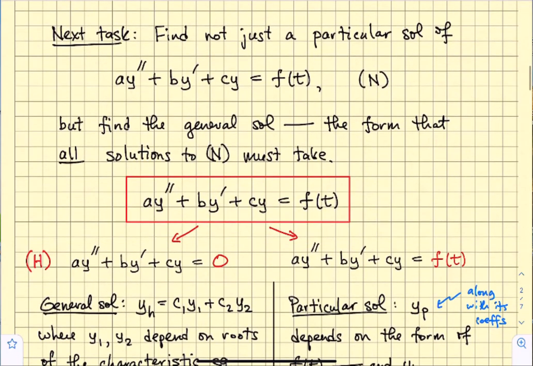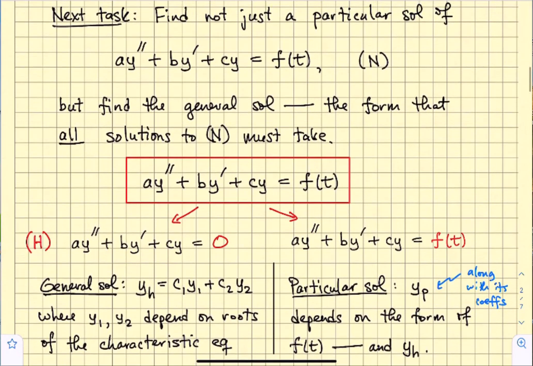Okay, our next task. Before, we've just been finding any one particular solution of the non-homogeneous problem, which we will again call equation N, but now we're going to be more ambitious. This time we want to find all solutions to the non-homogeneous problem, not just one solution. And we want to be able to write down a general form for the solution, the form that all solutions to the non-homogeneous problem must take.